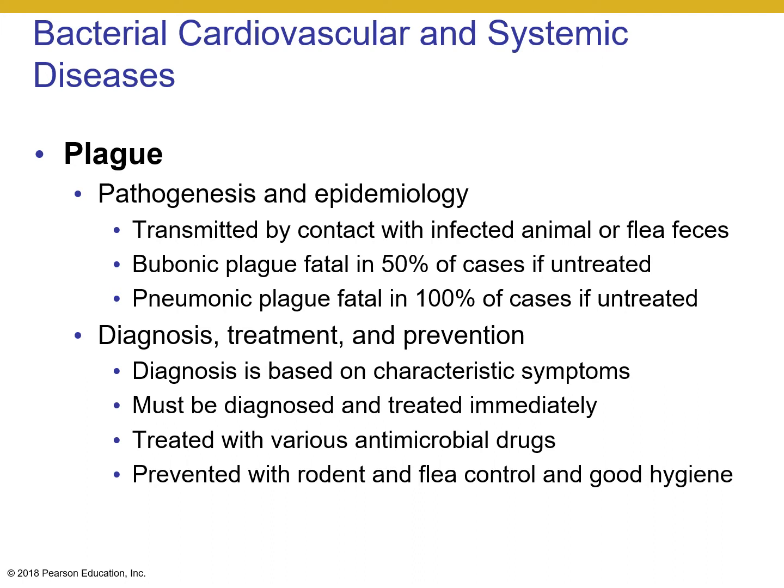When we look at diagnosis, we look at symptoms. It has to be treated immediately. There are different antimicrobial drugs. Sometimes it takes a cocktail. But the best way to prevent this is, quite bluntly, have a kitty cat, or maybe a little rat terrier, because they're going to kill the rodents, and the rodents are carrying the fleas. So you get rid of your rodent infestation, and you're going to get rid of the plague. And then, of course, good hygiene, staying clean. That helps immensely.